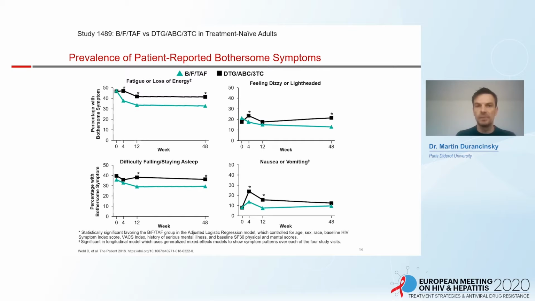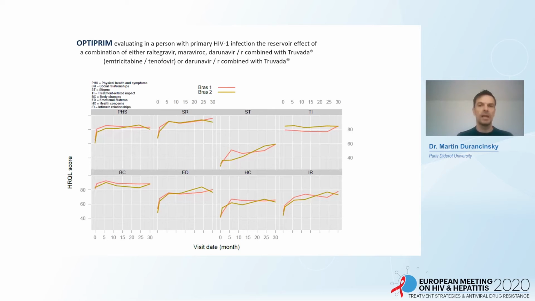Another example is from bictegravir/TAF versus dolutegravir/TAF in treatment-naive adults, and this is an example of bothersome symptoms. We can see that fatigue, loss of energy, sleep problems, or feeling dizzy could be improved during the trial, as measured using patient-reported outcome tools. And the last example is about quality of life.